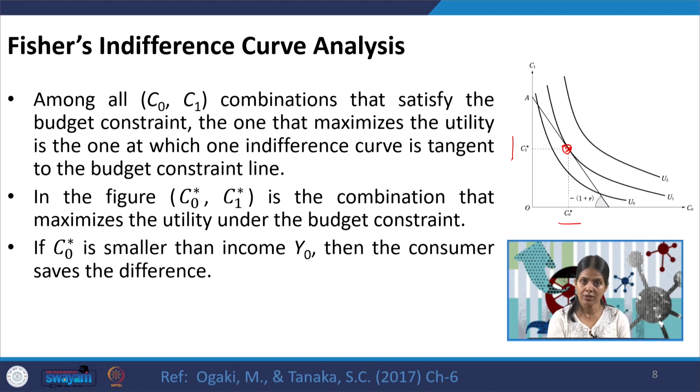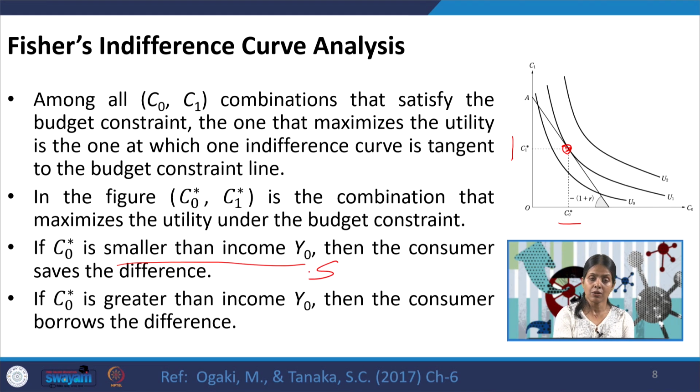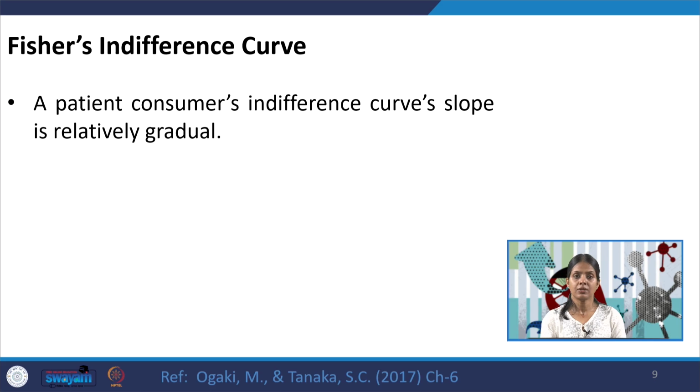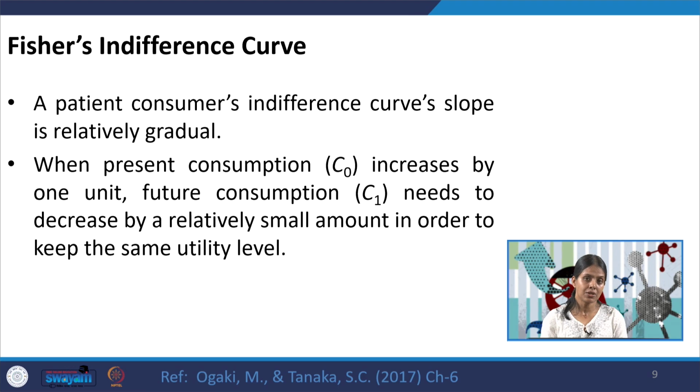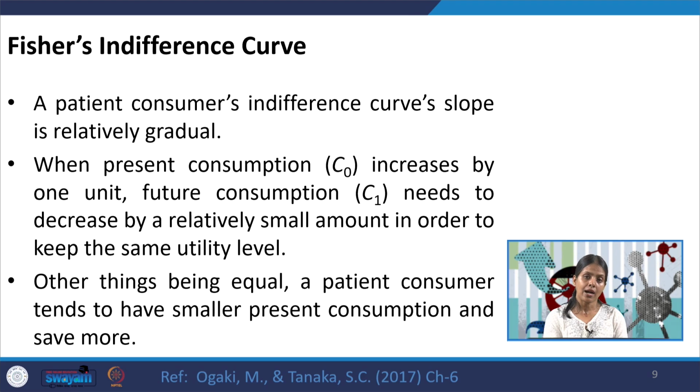If C0 is smaller than income Y0, then the consumer saves the difference. So, basically you are making some saving. If C0 is greater than income Y0, that is the initial period income, then the consumer borrows the difference. A patient consumer's indifference curve's slope is relatively gradual. When present consumption increases by 1 unit, future consumption needs to decrease by a relatively small amount in order to keep the same utility level. Other things being equal, a patient consumer tends to have smaller present consumption and save more.